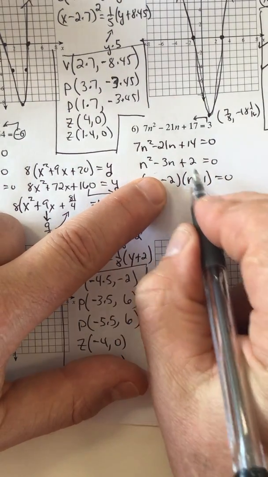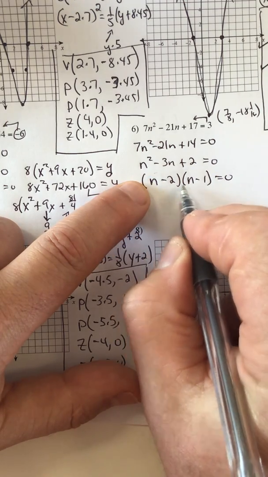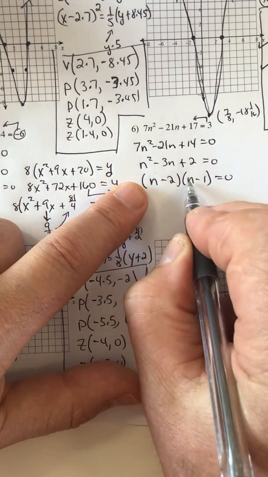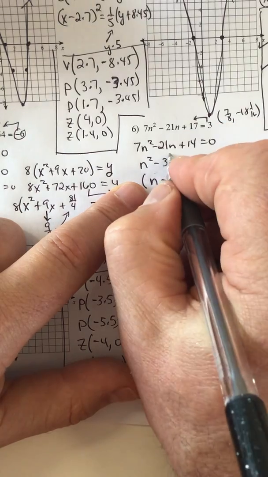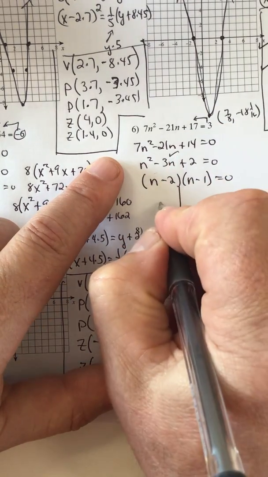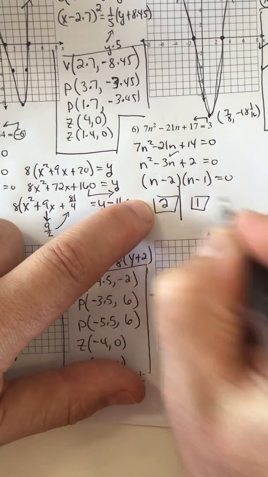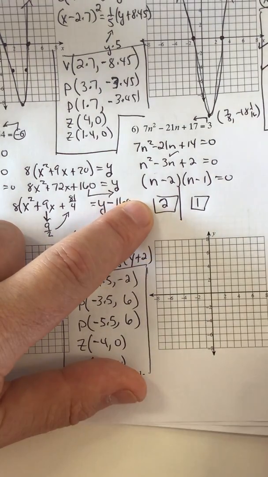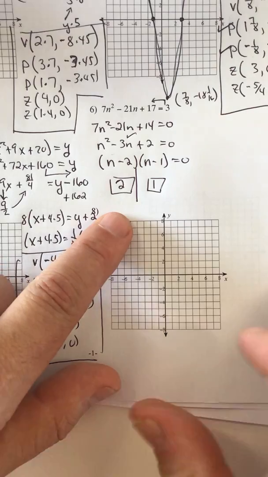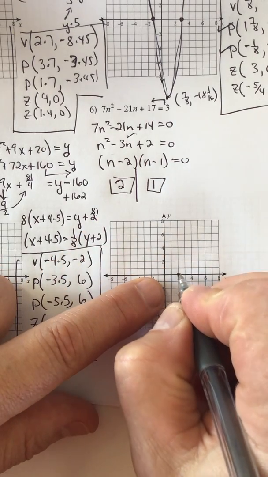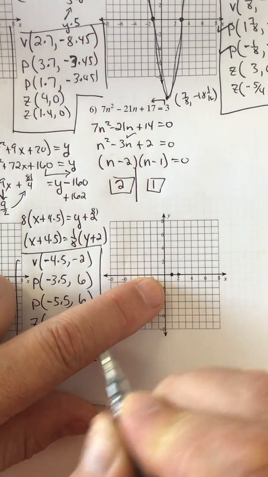Negative 2 times negative 1 is 2, and the inners are negative 2, the outers are negative 1. Negative 2 plus negative 1 is negative 3. So here the 0 is 2. That makes this piece 0, and here the 0 is 1. So once again, this is going to be a pretty tight graph. It's going to be a 0 at 2 and a 0 at 1.